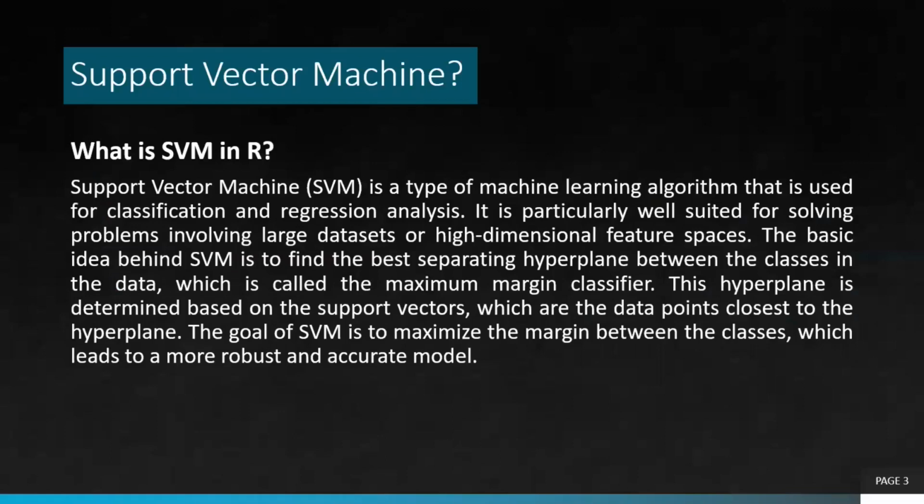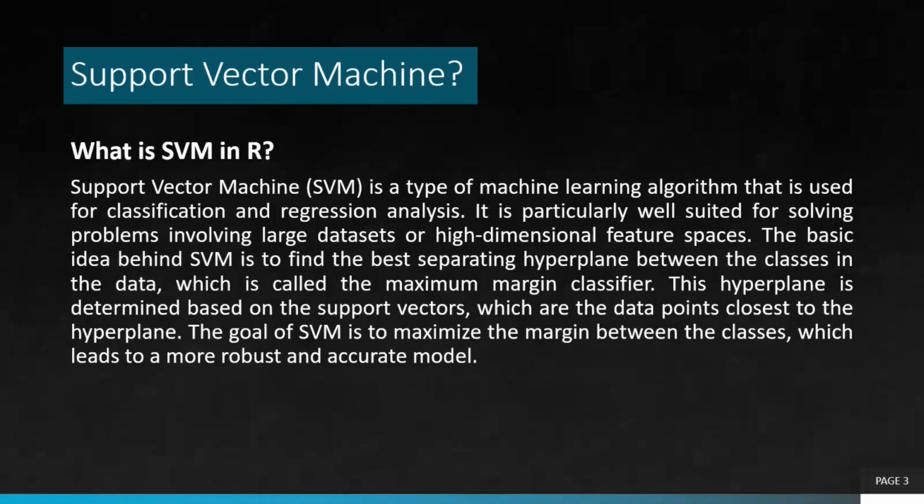What is actually SVM in R? Support vector machines, or SVM, is a type of machine learning algorithm that is used for classification and regression analysis. It is particularly well suited for solving problems involving large datasets or high-dimensional feature spaces. The basic idea behind SVM is to find the best separating hyperplane between the classes in the data, which is called the maximum margin classifier. The hyperplane is determined based on the support vectors, which are the data points closest to the hyperplane.